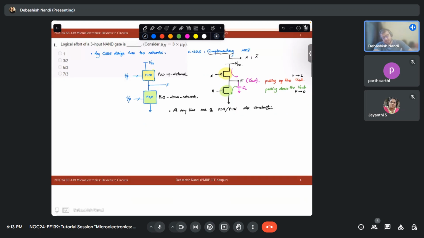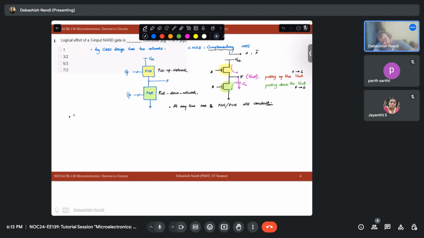So now the question is why PMOS is used in the pull-up network and why NMOS is used in the pull-down network. So I want you to answer me this question. This should be understood very clearly, right? So what are the purposes of this?